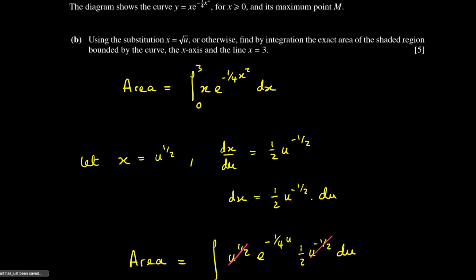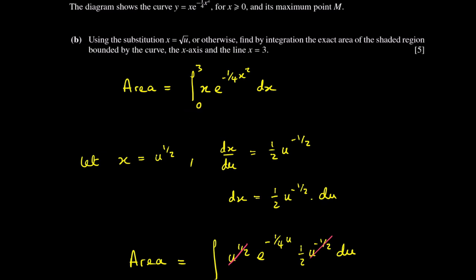Now, this is another tricky thing. This is x is equal to 0, and this is x is equal to 3. So what we need to do is, if we've converted our integral from an integral in terms of x to an integral in terms of u, we also need to change those bounds.